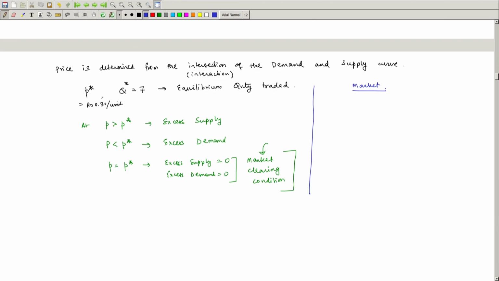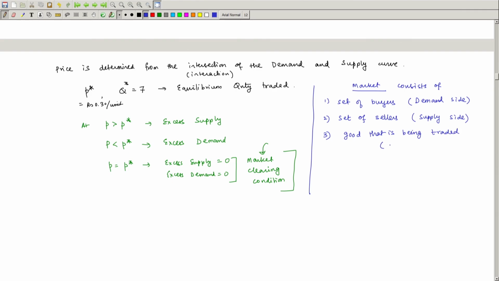It has the group of buyers. So, the market consists of the set of buyers. This is the demand side of the market. A set of sellers, which is the supply side of the market. The good that is being traded, in our example it was pencils.